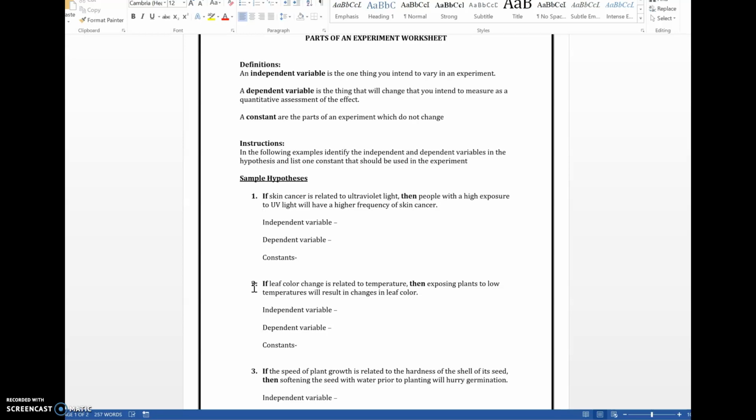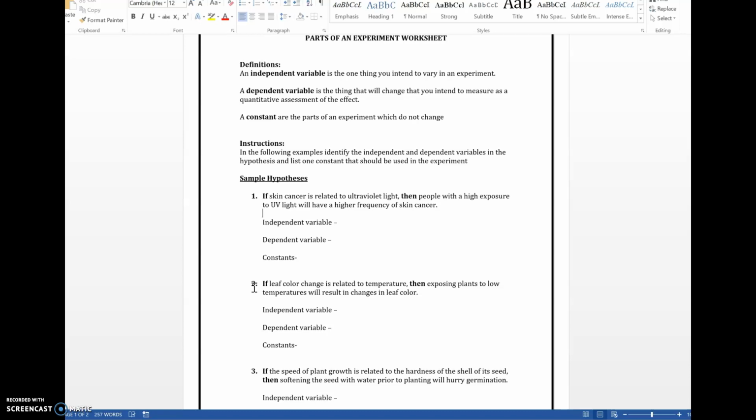And then we'll be able to look at the leaf color. So the temperature would be the independent variable because we're going to put some to higher temperatures and some to lower temperatures to see what happens if the leaf color changes. And then, of course, the dependent variable would be the leaf color change. So does it change or doesn't it? It's what we can measure. So we can measure the amount of color in the leaf that changes.